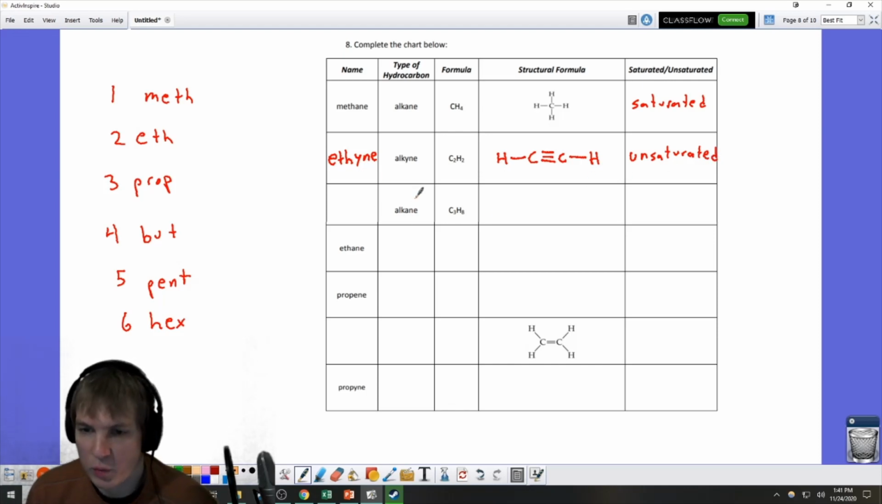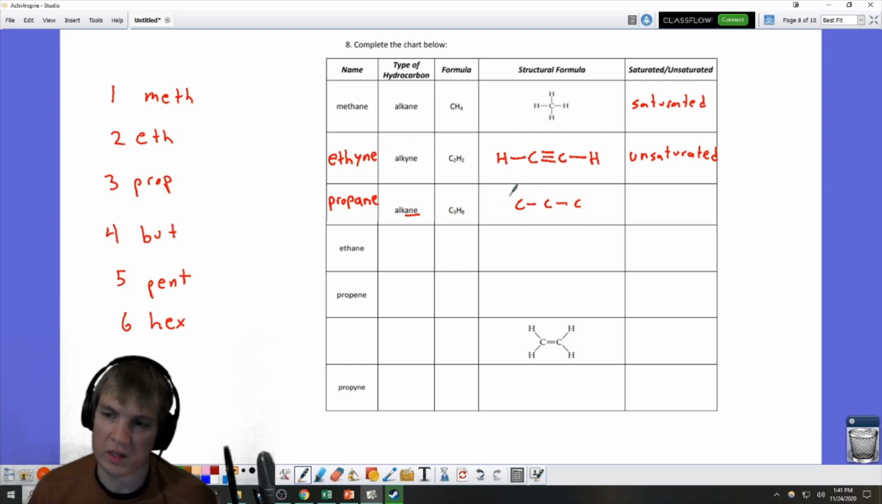Okay, so this next one, we have an alkane with 3 carbons. Well, 3 is going to be prop. So we have prop, and then it's going to be an alkane. So that ending, ane, carries over here. So propane is an alkane, and that means we're only going to have single bonds. So we have carbon, single bond, carbon, single bond, carbon, and then the rest are going to be just hydrogens.